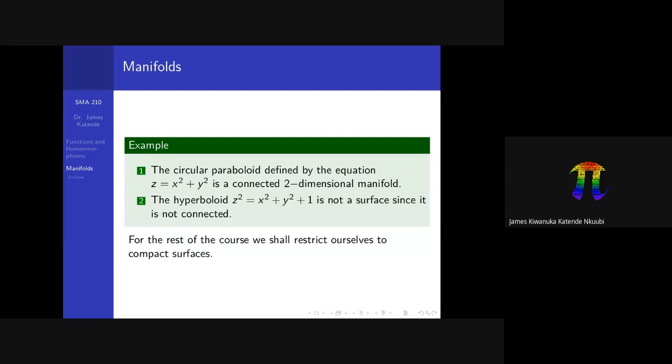I don't know if you have learned how to draw these things in your geometry class. So the second example, the hyperboloid z squared is equal to x squared plus y squared plus 1, is not a surface because it is not connected. It is a two-dimensional manifold, yes, but we cannot call it a surface because a surface is required to be connected. So for the better part of this course, we shall focus on compact surfaces.